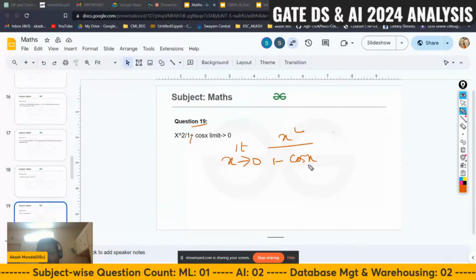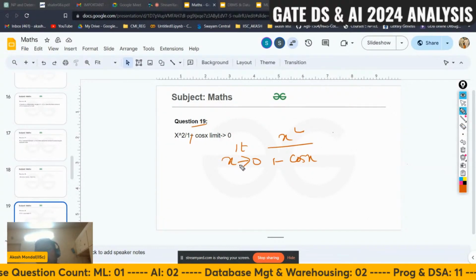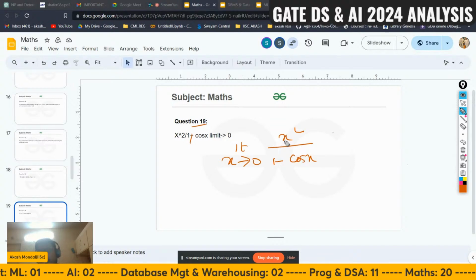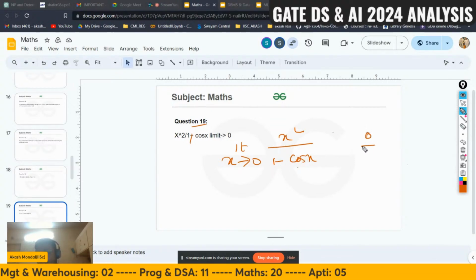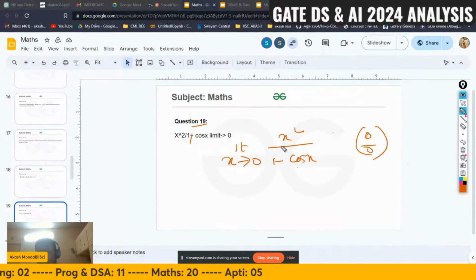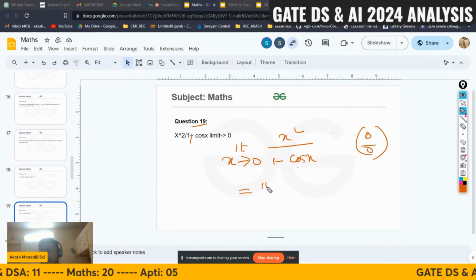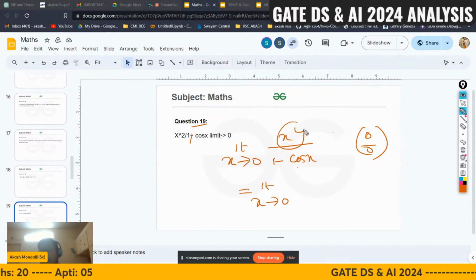Again, this is a simple application of L'Hopital's rule. See, if you put x equals 0, this is 0. And if you put x equals 0 here, cos 0 is 1, so 1 minus 1 is 0. So it's a 0 by 0 form. You know how to solve this problem. You just need to differentiate. So this is the limit as x tends to 0. Differentiate this quantity, which gives 2x.